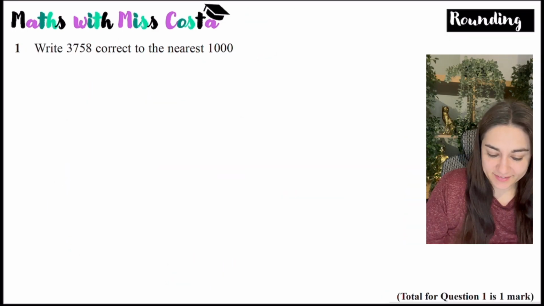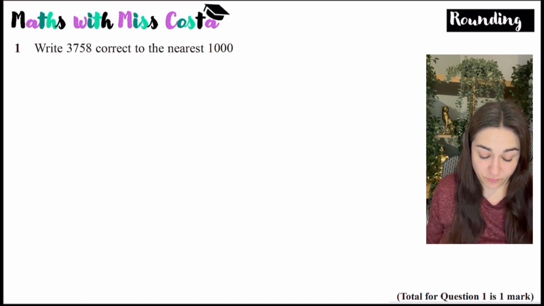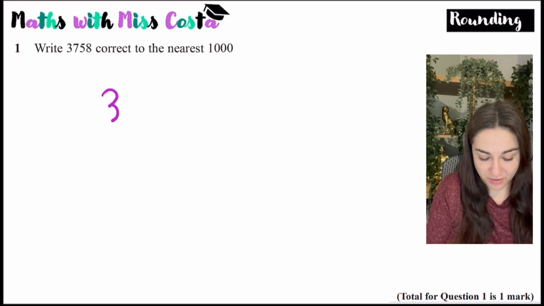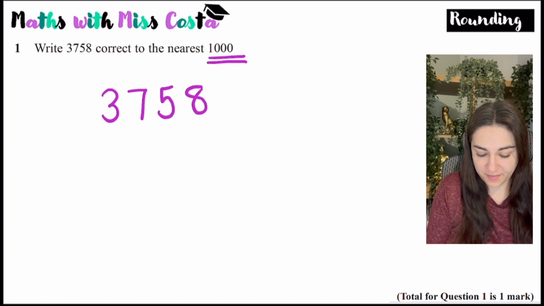Okay, so to start off with, we've got a rounding question. So I'm being asked to round 3,758 to the nearest 1,000.